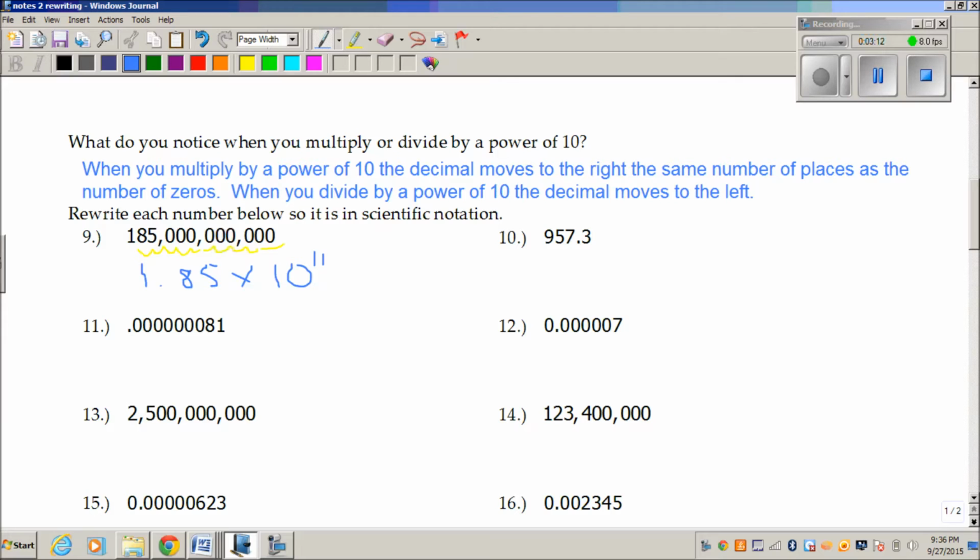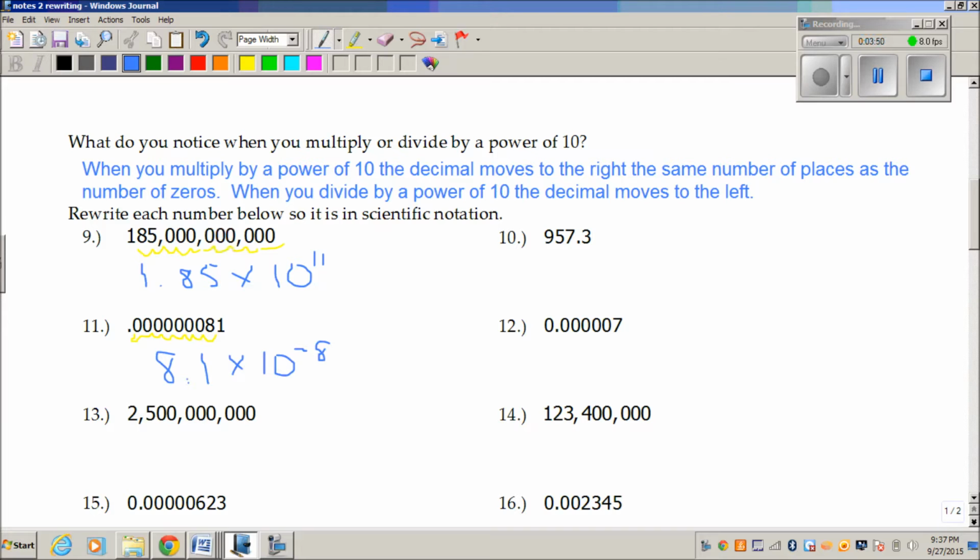Okay. However, when we try something like number 11, that's a number much, much smaller than 1. But again, we're going to put the decimal after the first non-zero digit. So it's going to go right after the 8. The coefficient has to be greater than or equal to 1, less than 10, times 10. And again, I'm going to count the number of place values. 1, 2, 3, 4, 5, 6, 7, 8. I don't count the number of zeros. I count the number of place values that was moved. And this is going to be 8.1 times 10 to the negative 8 power.